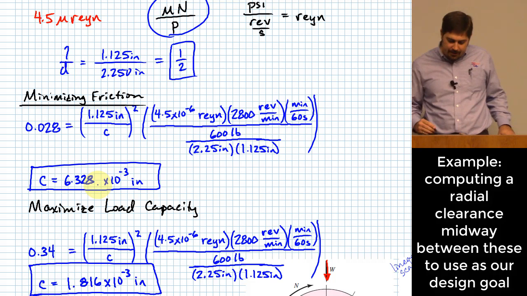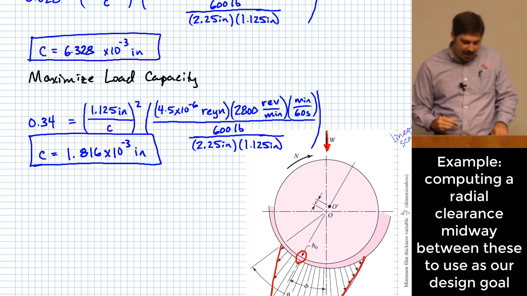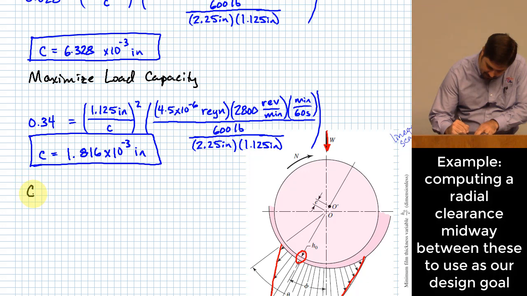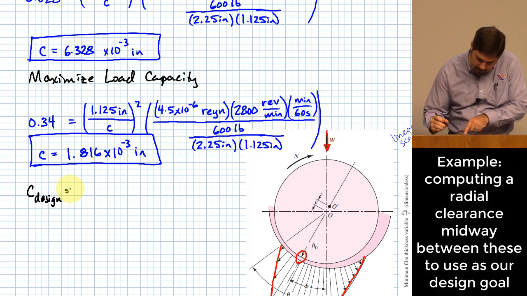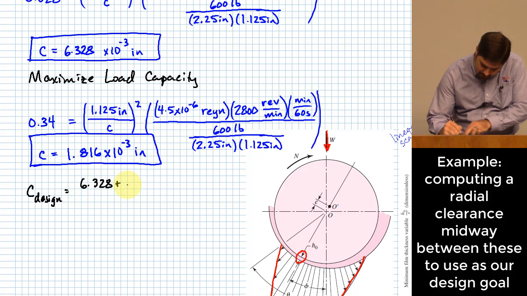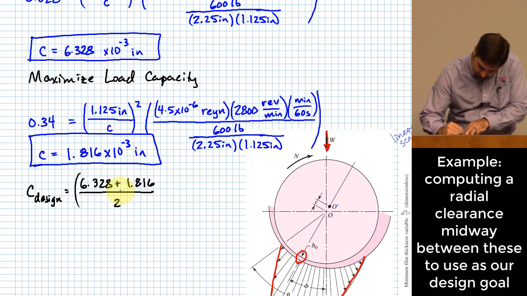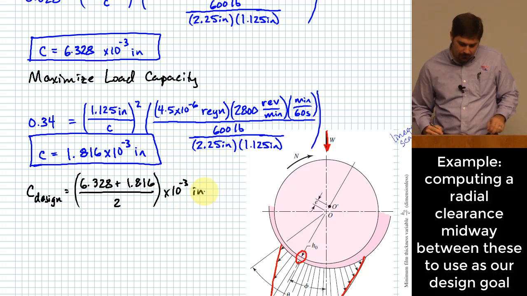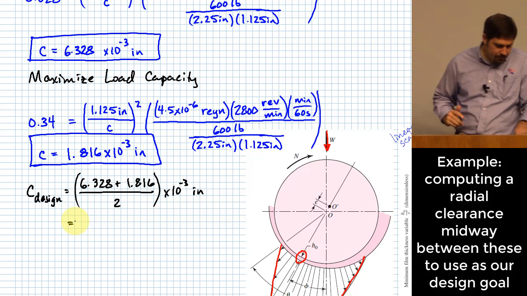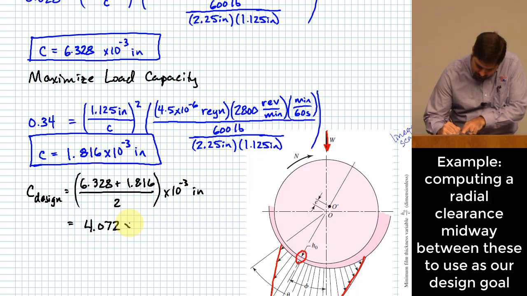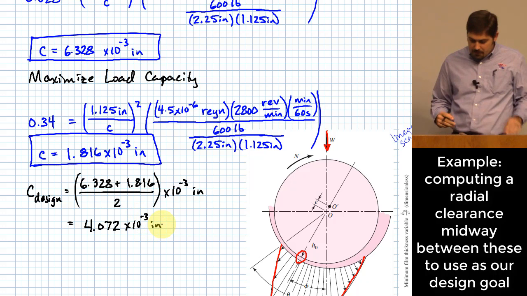What do I do with those? Take the average of them. So the design value is going to be equal to the average of 6.328 and 1.816, and that ends up giving me 4.072 times 10 to the minus third inch. So right at about 4 thousandths of an inch.